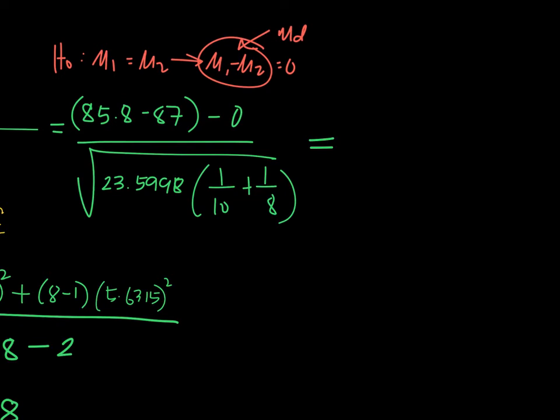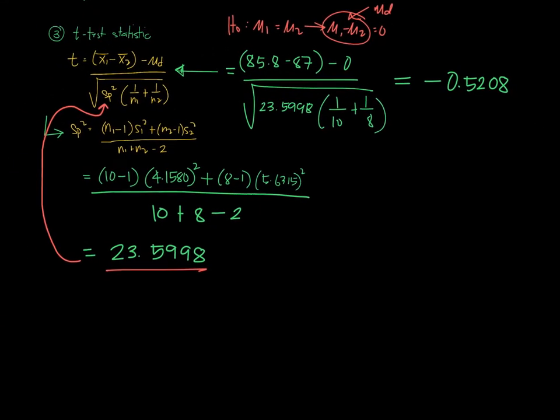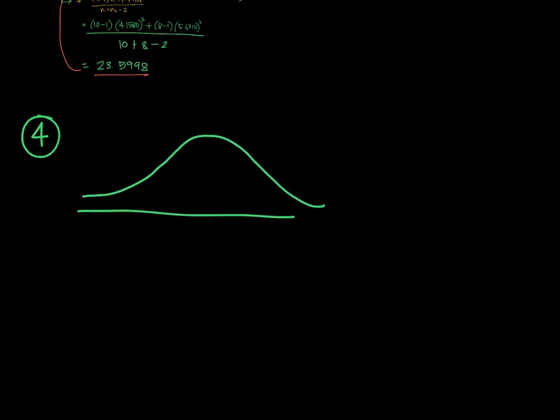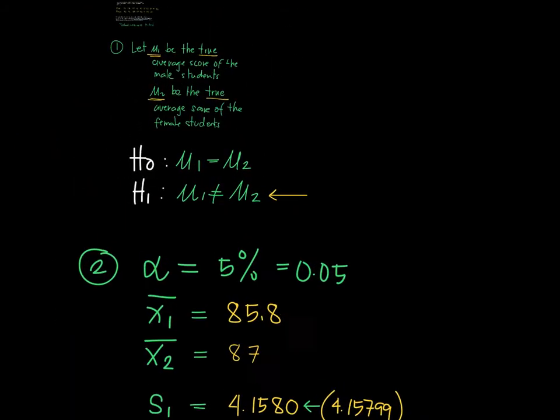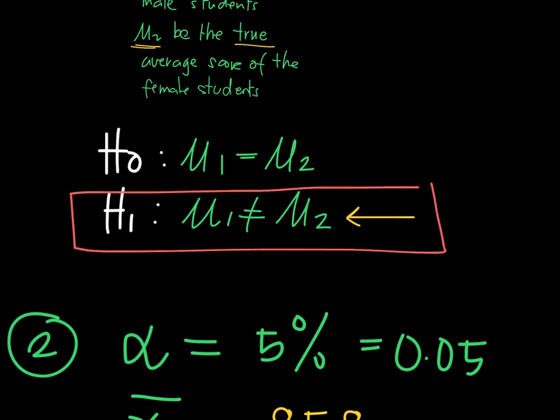So what I got is a negative 0.5208. It came from 0.520757. So rounded off to 4 decimal places, we have negative 0.5208. Okay, so we go now to step number 4. Step number 4, we create the diagram. This is a two-tailed because, according to our null hypothesis, this is what sets the diagram, or the alternative hypothesis. Mu1 is not equal to mu2 means we have two-tailed or two tails.